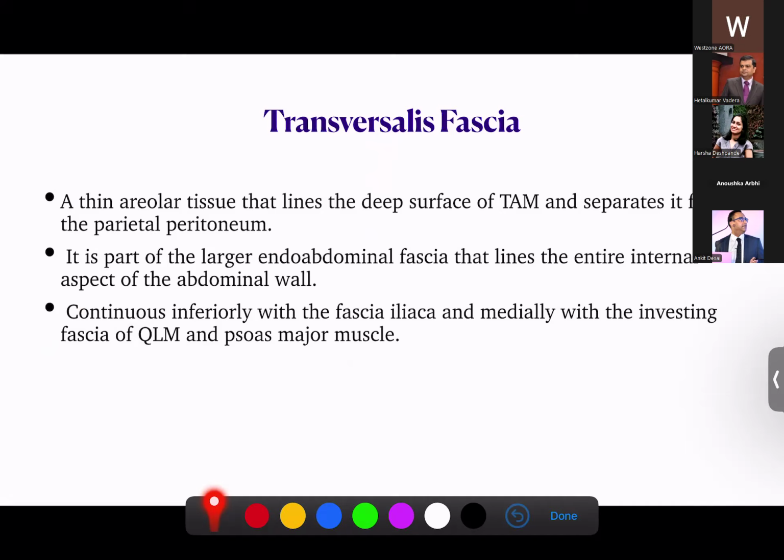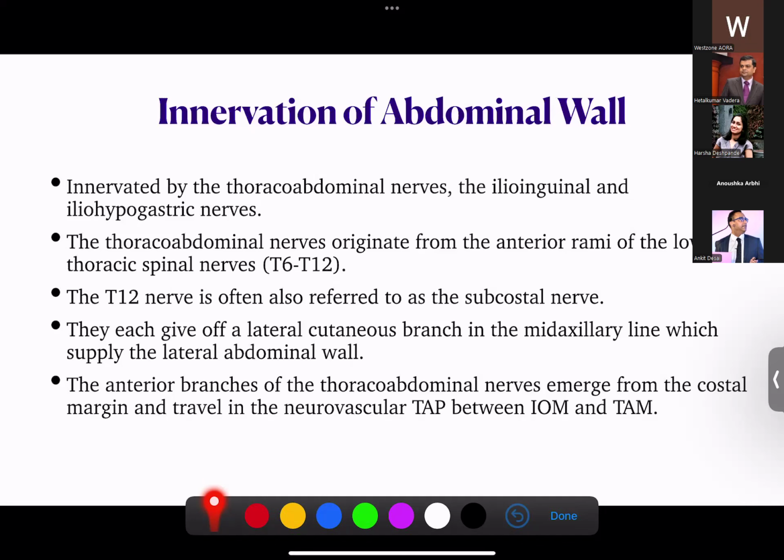It is continuous medially with the investing fascia of the quadratus lumborum and psoas major muscle. It follows these muscles superiorly through the diaphragm, and it blends with the endothoracic fascia. This part is important for the potential spread of the injectate when given in a block.